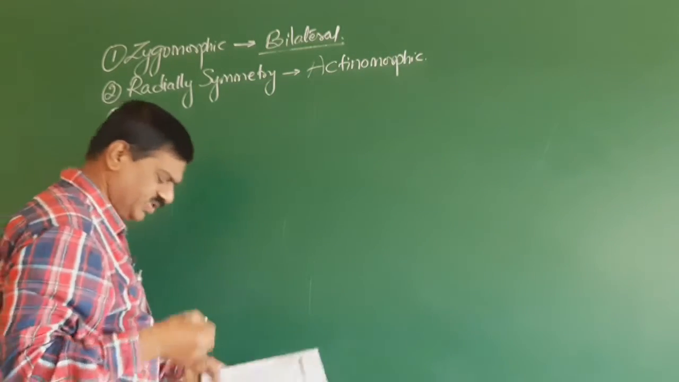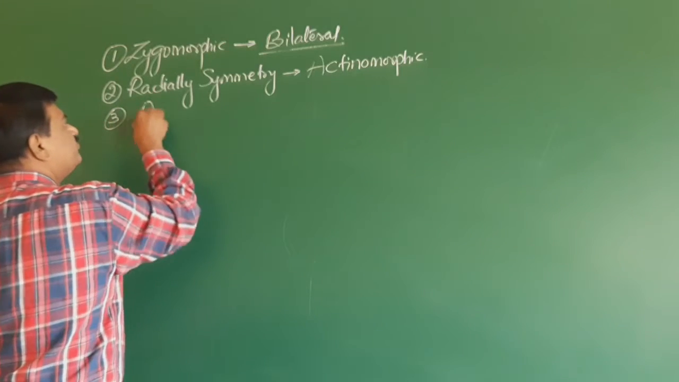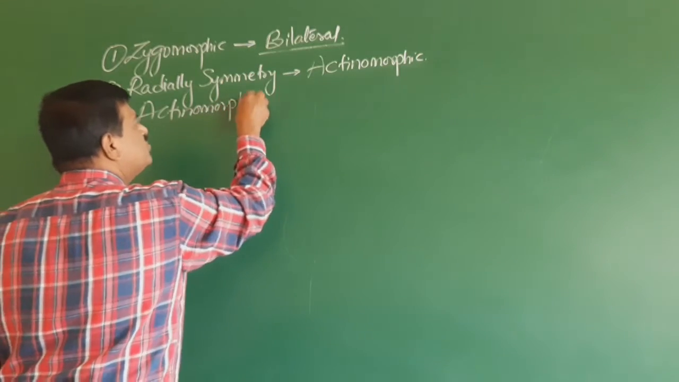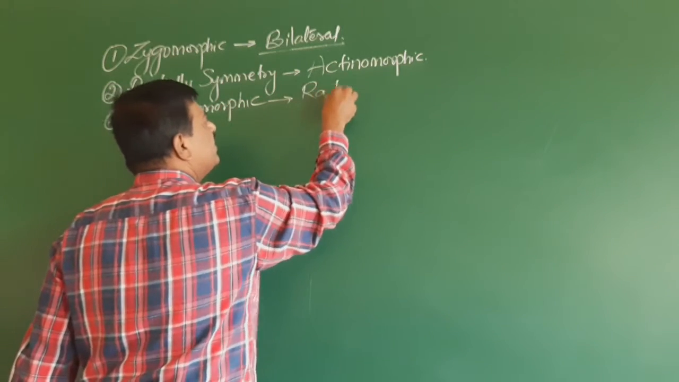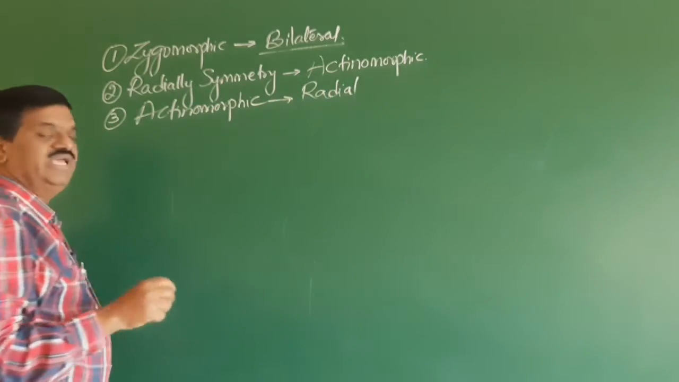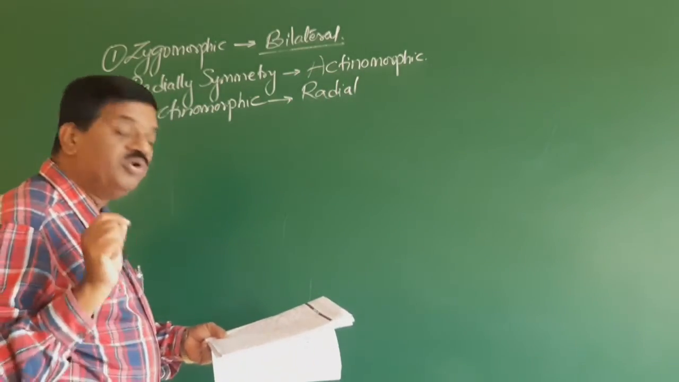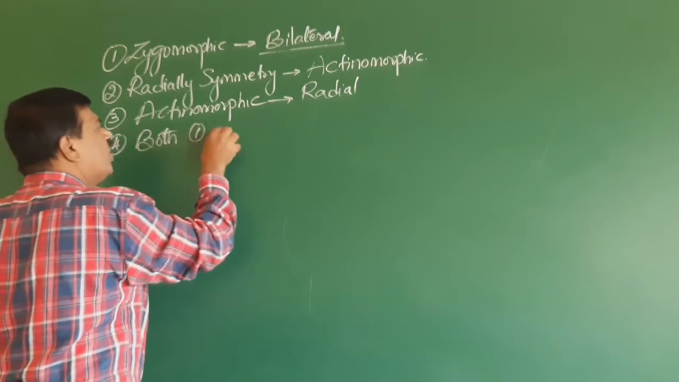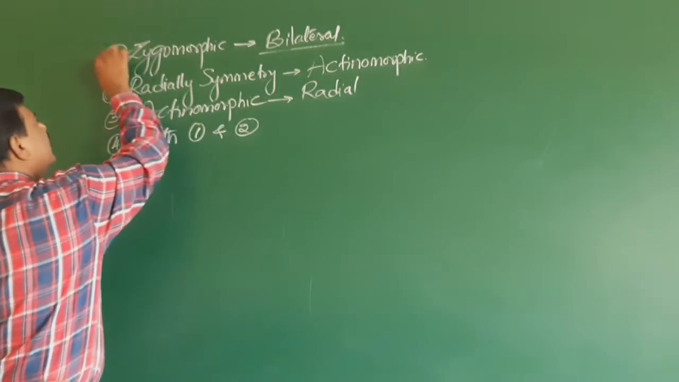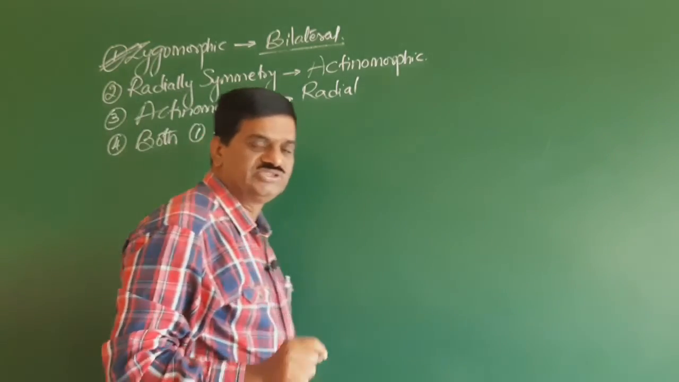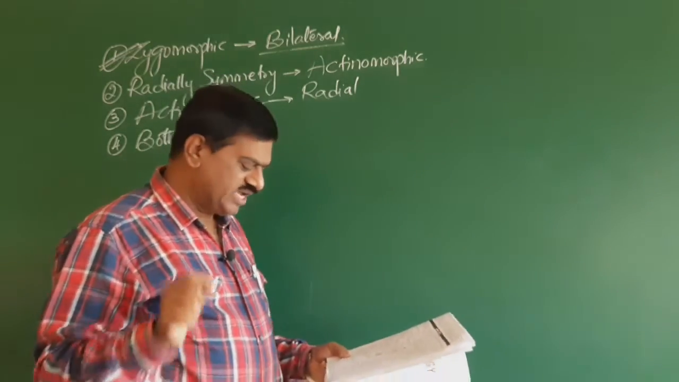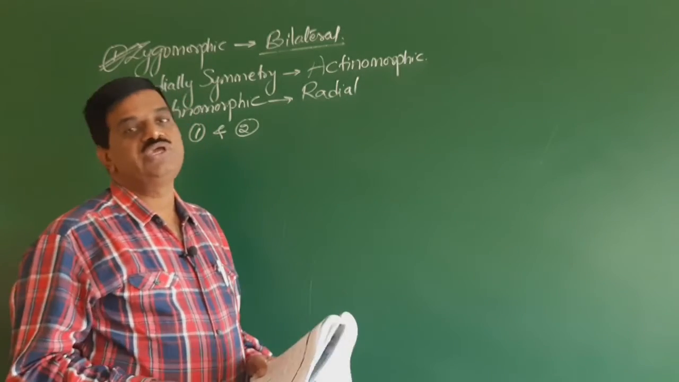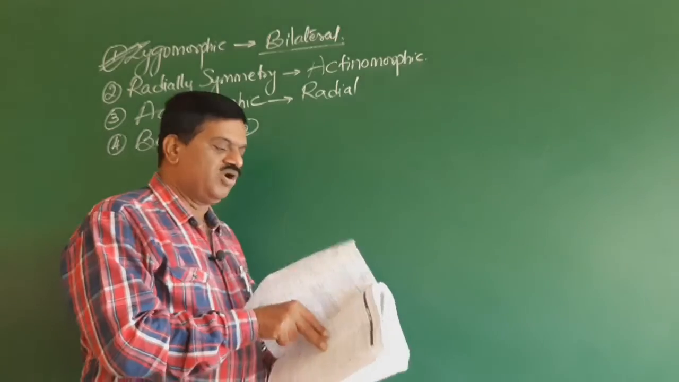And the third one is again actinomorphic. The word actinomorphic is again radial symmetry, so these two will not be the answers. The fourth one is both 1 and 2, so this is wrong. The right option is only the first option, zygomorphic. The word zygomorphic, it cuts in only one plane, it gives rise to two equal halves. Hence we use the word zygomorphic flowers.